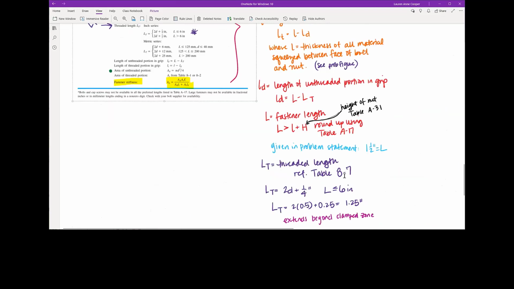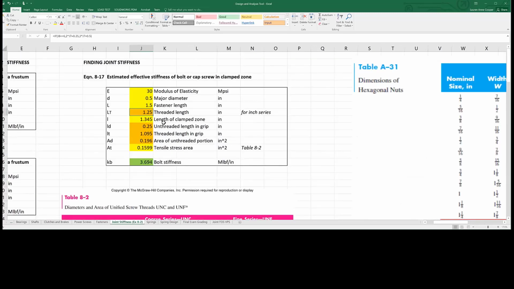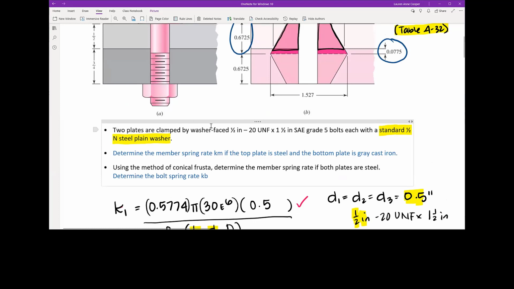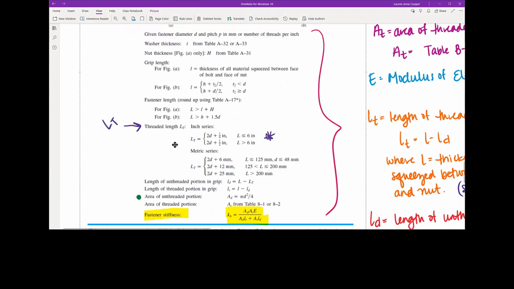So let's look at table 8.7. Threaded length LT for inch series fasteners, we have LT equals, and we have two different ranges. For a fastener length less than or equal to 6 inches, which is what we're given, it's 2 times the fastener diameter plus 1/4 inch. So 1.25 inches. We also need the fastener length L, which was given in the problem statement. So right here, 2 plates are clamped by washer face 1/2 inch 20 UNF by 1.5 inch SAE grade 5 bolts. So the length, the big L, is 1.5. So in general, L being the fastener length is in table 8.7.